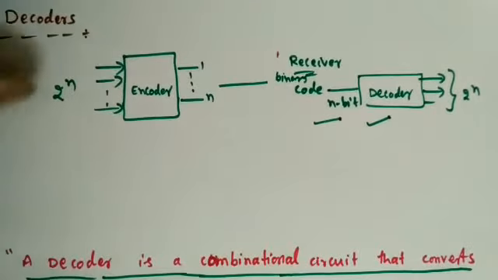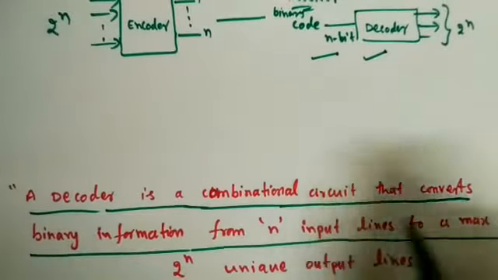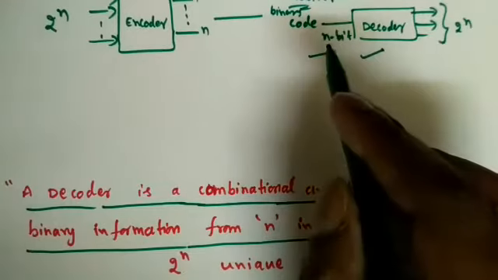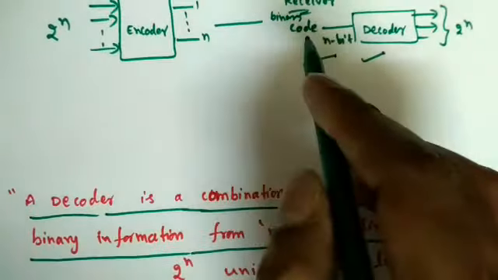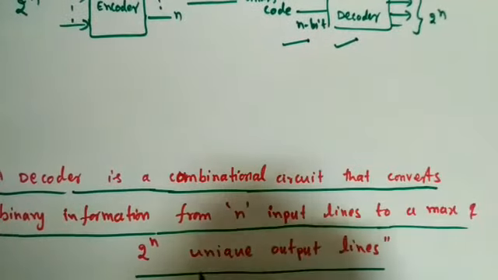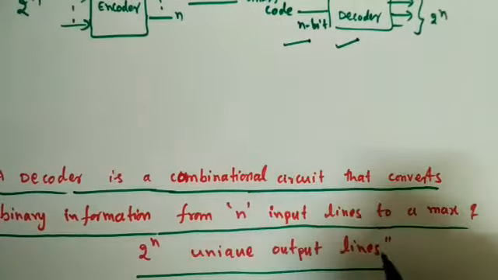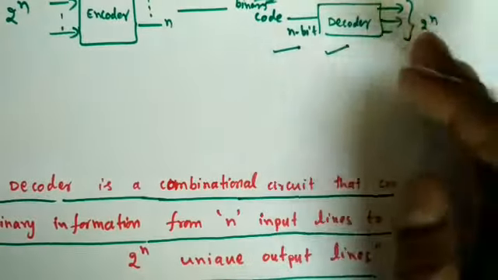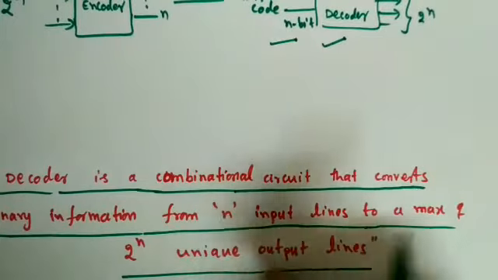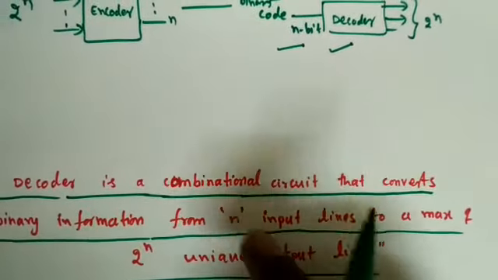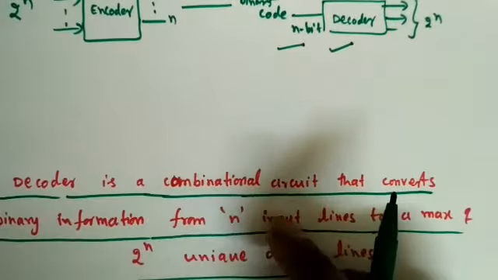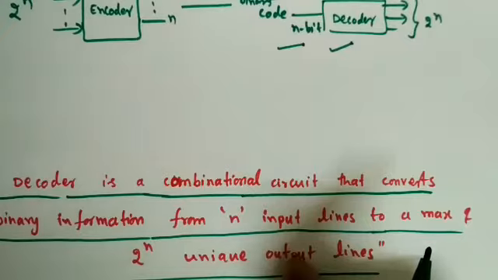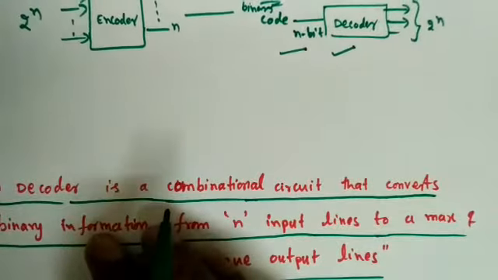Now we'll see the definition. A decoder is a combinational circuit that converts binary information from n input lines, that is, the n input lines we receive from the receiver, to a maximum of 2 power n unique output lines. How to convert from n-bit to 2 power n, we need to see. We have to remember: n input data lines, or n input binary code, and 2 power n unique output lines. That is the decoder introduction.